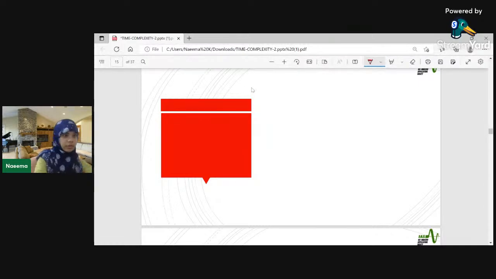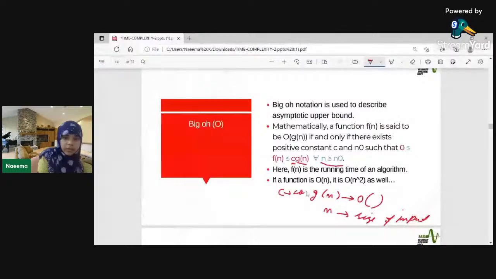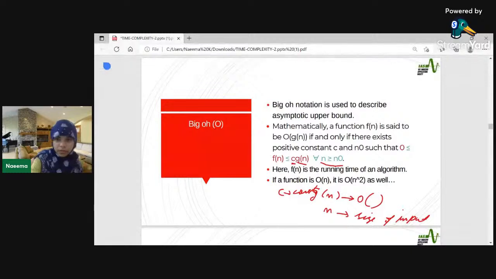Let's write down the equation. Here c is a constant, and g(n) is whatever you write inside big O. And n is the size of input. So let me write these down. g(n) is whatever you write inside big O, n is the size of input, and c is a constant for all n greater than or equal to n naught.